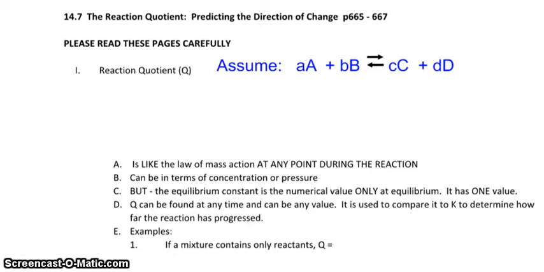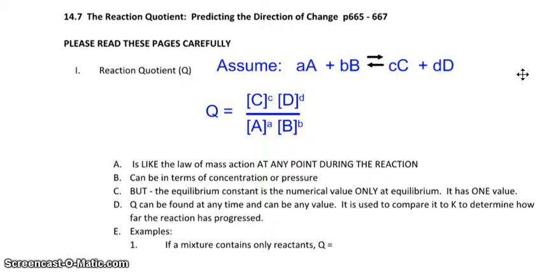So first of all, here's our equation that we're going to assume we're going to be using here. And the reaction quotient is this. Wow, this looks a lot like that law of mass action that we started this whole chapter off with. The difference is, unlike K, the equilibrium constant, Q can be measured at any point during the reaction. And what we will do with this value is compare it with K equilibrium. And that's going to tell us how the equilibrium will shift. Is it going to shift towards more products, or towards more reactants?